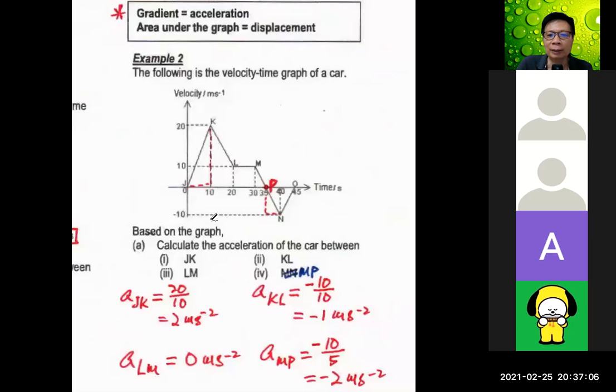Okay, next one, MP. MP has a negative gradient. So it's 10 divided by 5, negative. Here is 10, here is 5. So 10 over 5 with negative, so it becomes -2. So here is deceleration.